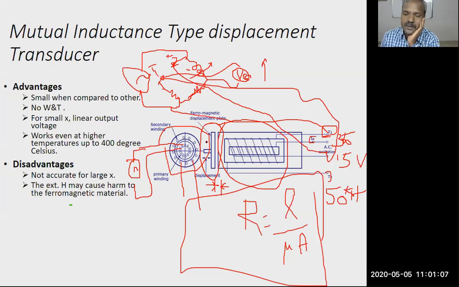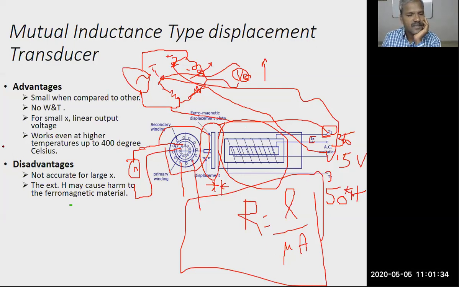So when the displacement is moving away, there is a change in impedance in this arm. That impedance change causes some deflection in the galvanometer. That galvanometer reading is a measure of the displacement. So this is a very simple setup for a simple mutual inductance transducer.